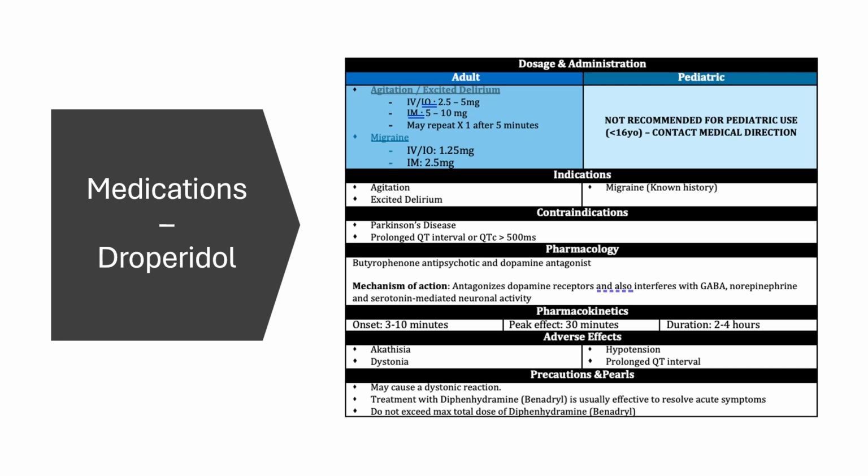Droperidol, you can see your dosing: agitated, excited delirium. We'll go into that in detail in a little bit. You have it for migraine. If they're less than 16, we're not giving it to them. It's the only time we step out of our normal peds numbers, and we say 16, okay?